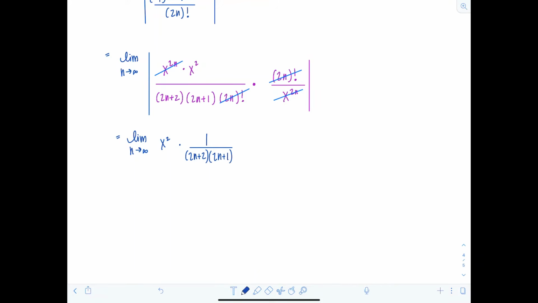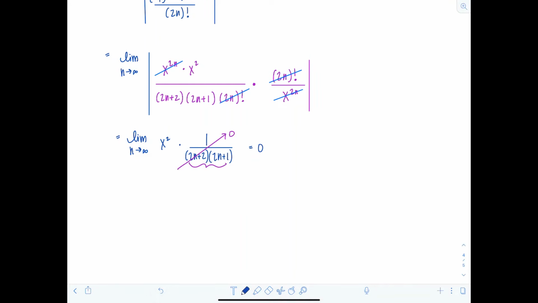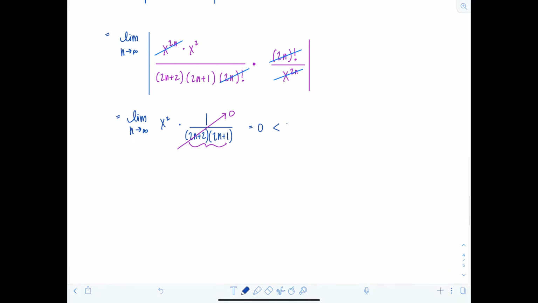Now let's look here. As n approaches infinity, the denominator here is getting larger and larger, and the numerator is just a constant. So this whole term is going to 0. And remember, in this limit, x squared is a constant. So I have x squared times 0. That means this limit is equal to 0. So regardless of what x is, this limit will equal 0, and 0 is always less than 1.